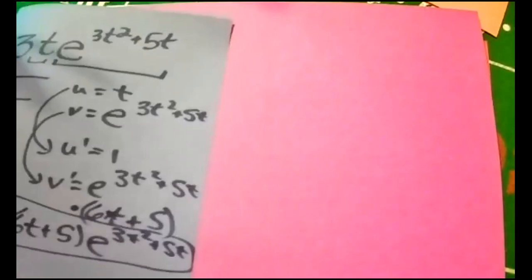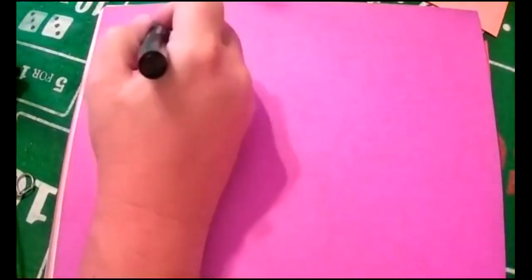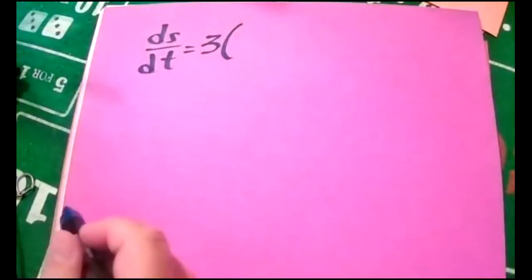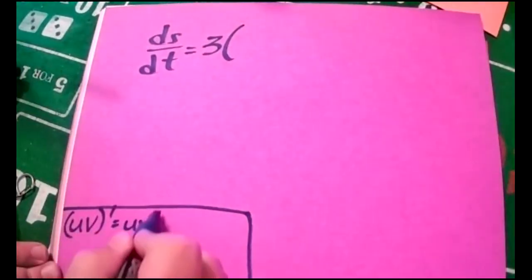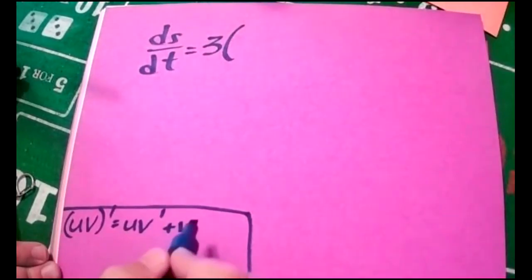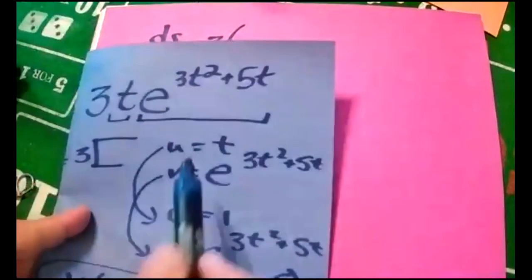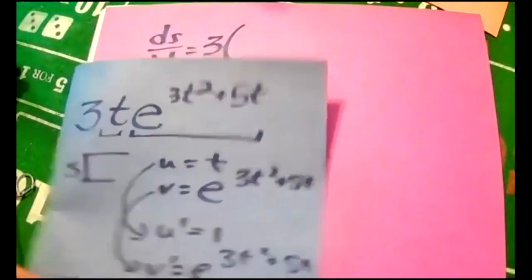And now, to figure out the derivative, I'm going to keep on bringing it back and forth. To figure out the derivative, ds dt, I'm going to have to figure out first it's 3 times, and now what I need is, and recall what the formula is, I'll put the formula down here. If you're doing uv prime, it's uv prime plus v plus u prime v, right? So that means I need uv prime, which is t times this expression.